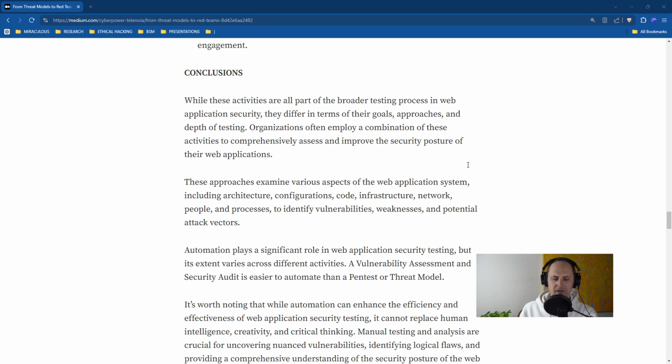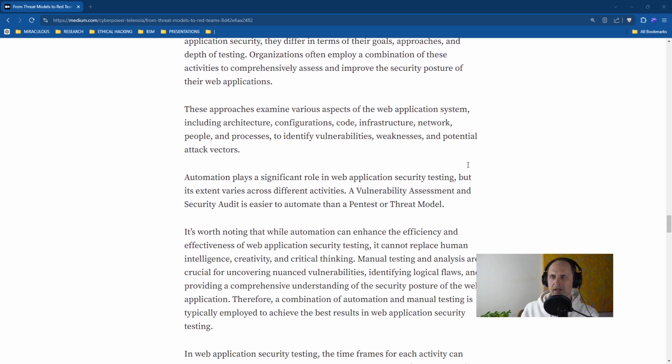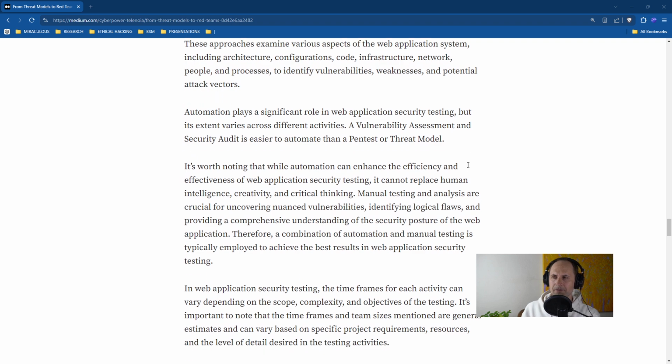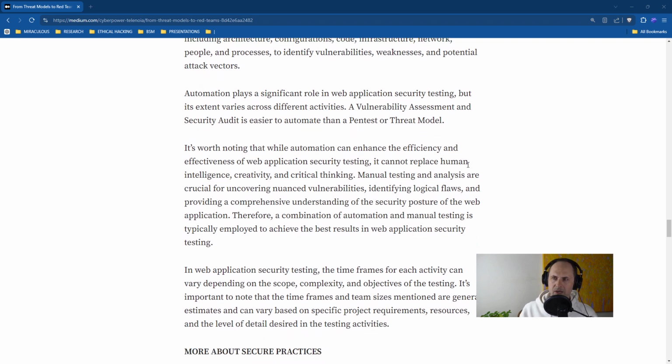Automation plays a significant role in web app security testing, but its extent varies across different activities. A vulnerability assessment and security audit is easier to automate than a pen test or threat model. It's worth noting that while automation can enhance the efficiency and effectiveness of web app sec testing, it cannot replace human intelligence, creativity, and critical thinking.